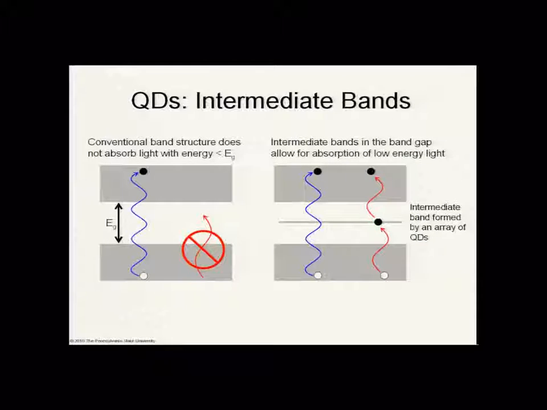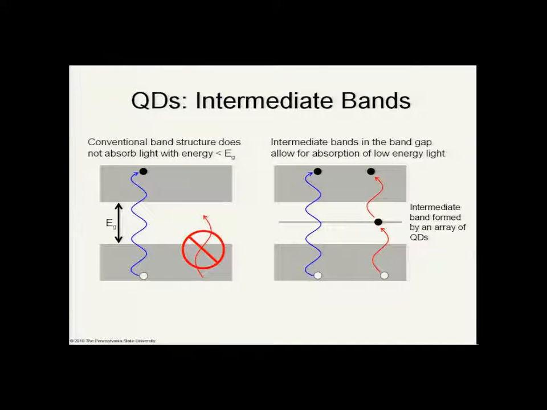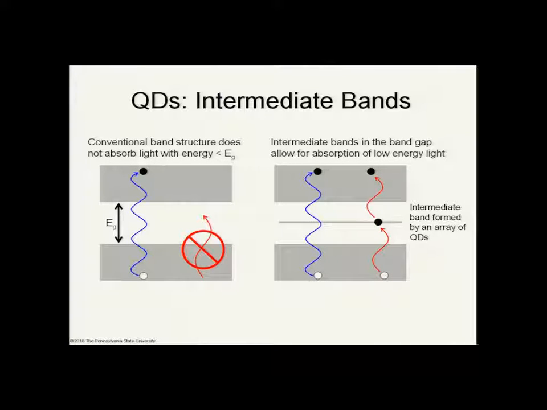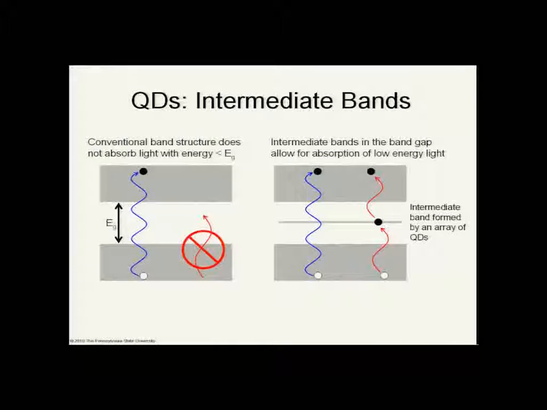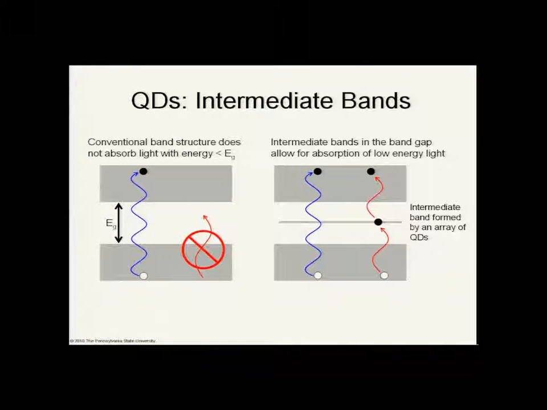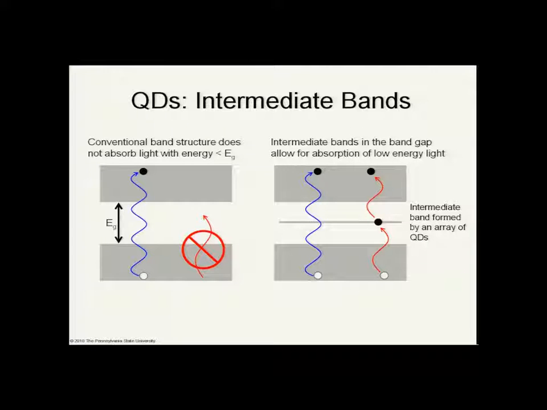Lastly, we mentioned intermediate bands. Conventional band structure does not absorb light with energies less than the band gap. So if a photon of light strikes a semiconductor material and its wavelength is such that the energy is less than the band gap, we have no excitation. But in quantum dots, there are actually intermediate bands within the band gap that can allow for absorption of low energy light. The figure on the right shows an intermediate band formed by an array of quantum dots.